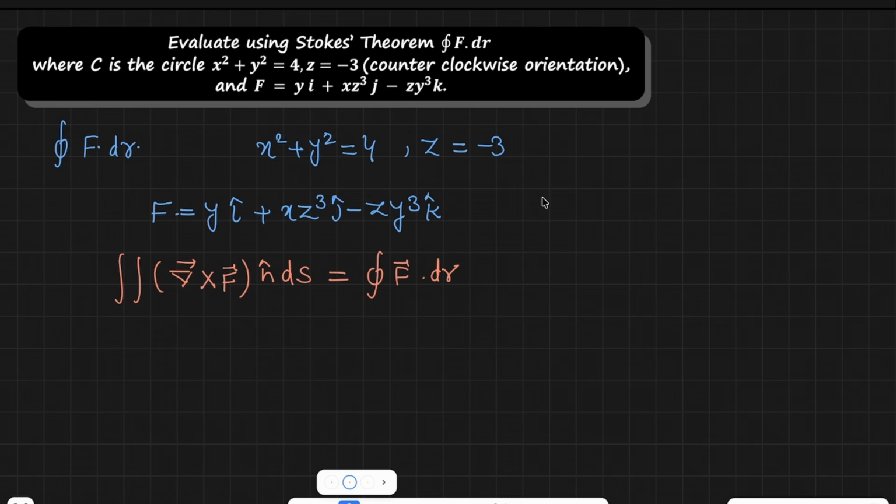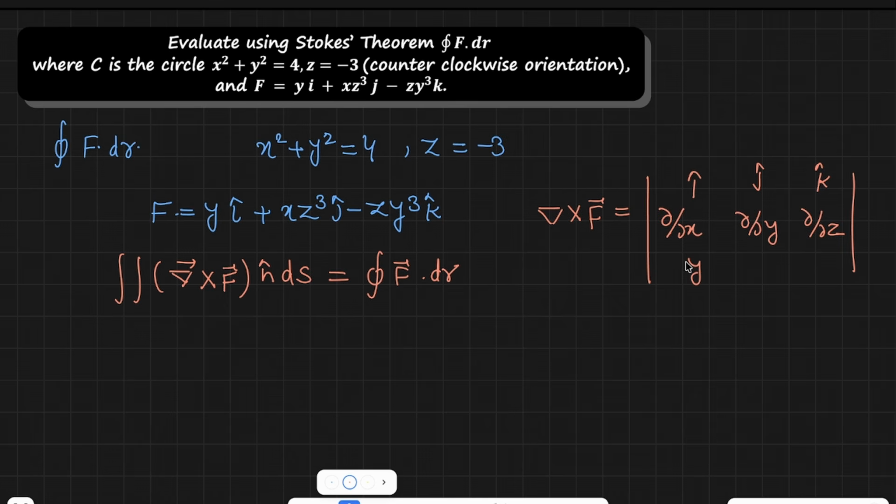How to find out the curl? We have seen the previous concepts. The curl is nothing but the determinant of i cap, j cap and k cap, then del cross F. The first row is dou by dou x, dou by dou y, dou by dou z, and F is given as coefficient of i is y, coefficient of j is x z cube, and the coefficient of k is minus z y cube.